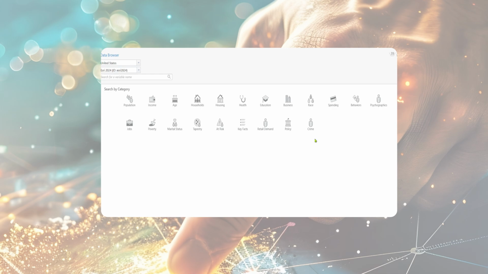True. It all comes back to understanding how the data was collected and knowing about any potential biases or gaps. It's not just about the numbers themselves. It's about understanding the context. Okay, so we've covered quite a bit here. Different types of Esri data, global coverage, data vintages, and even a bit about their business data.